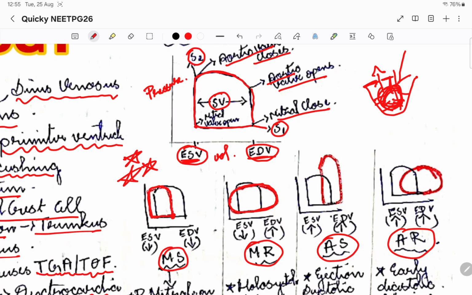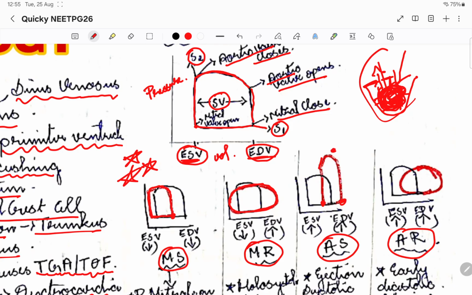So end diastolic volume will be high, and end systolic volume will also be high, right? There is not enough blood being pushed out, so the end systolic volume remains in the ventricle itself. So end systolic volume is high, end diastolic volume is also high, and the pressure is also high with respect to aortic stenosis.